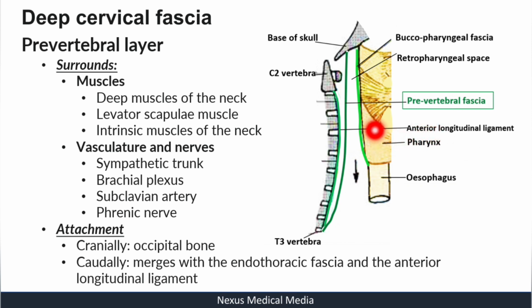Here is the prevertebral fascia attaching to the occipital bone cranially, and here you can see it around T3 where it merges with what? With the anterior longitudinal ligament. And here is the buccopharyngeal fascia. I mentioned it earlier in this video. And this esophagus, pharynx, just for orientation.